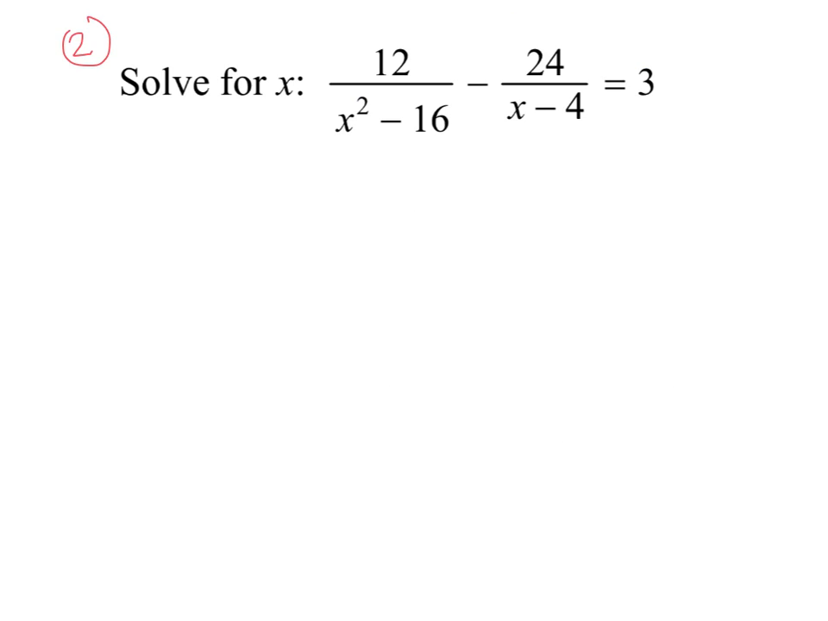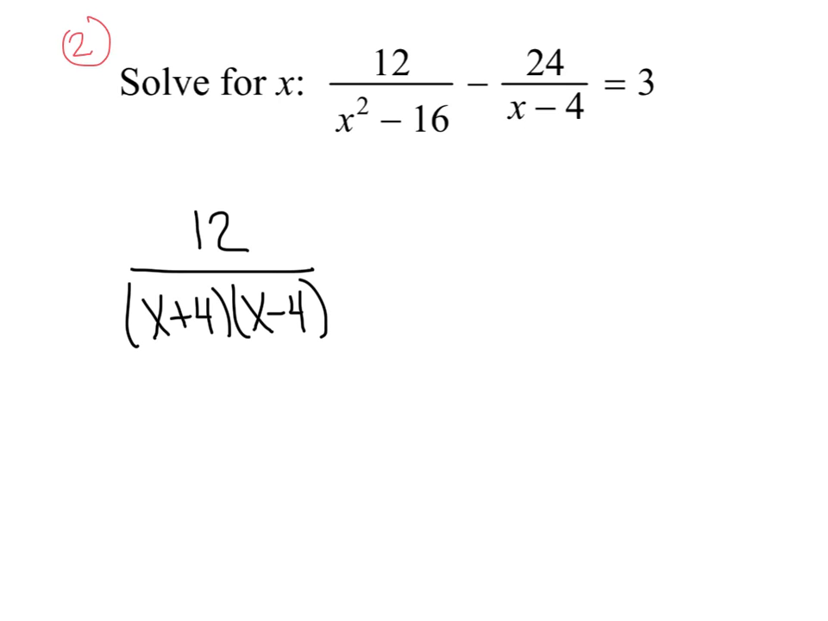Now question 2 is slightly different. Although it looks almost the same, we added this equals 3 on. So that is going to change our problem just a little bit. So the first thing I'm going to do is factor the numerator or denominator if possible. And of course I can factor the denominator. I'm going to change this negative to a positive and make that bare negative on top. So I have plus a negative 24 over x minus 4. And I've got this equals 3.